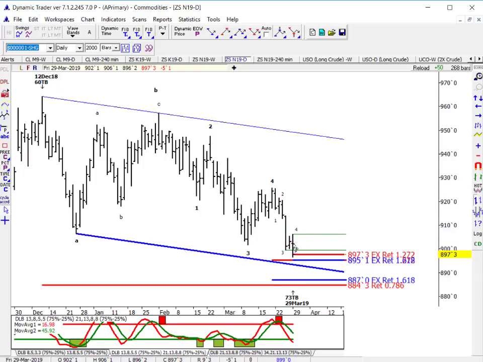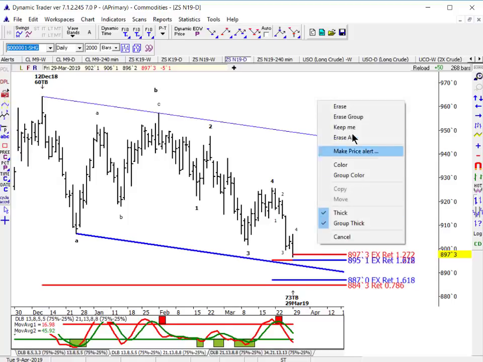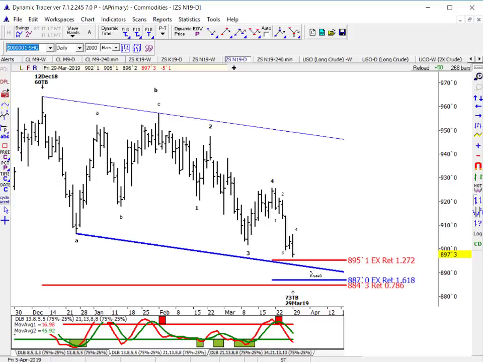So I'll put the 127 and 162% external retracements of wave 4 of 5 in, and that's around 897 to 895, and the 162% external retracement overlaps the 127% of the higher time frame wave 4 perfectly. It's the exact same target. I'm going to go back and erase these for right now.